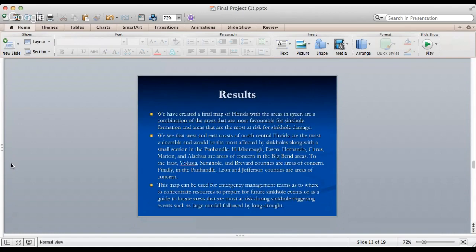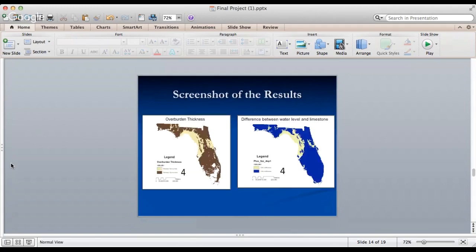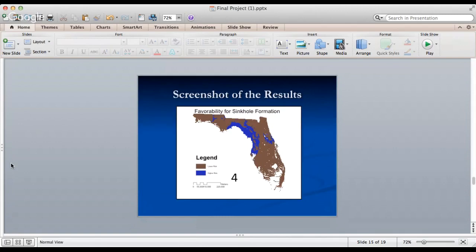My results are fairly straightforward. My map algebra has created 4 maps that can be seen in my screenshot of results, correlating to each piece of evidence. The first 2 things that indicated sinkhole formation were overburden thickness and difference between water level and limestone. Here we see those. On the left, we see overburden thickness. On the right, we see the difference between water level and limestone. They look fairly similar. We combine these 2 to make this map, the favorability of sinkhole formation.